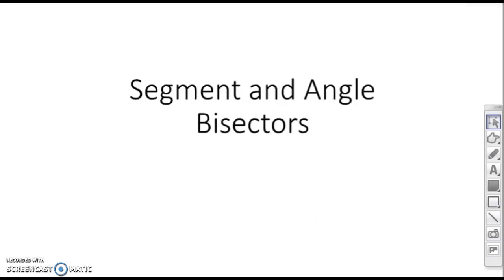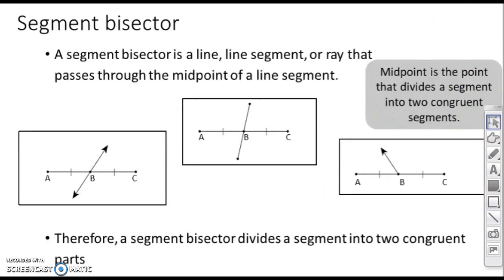This video is going to present segment and angle bisectors. A segment bisector is a line, segment, or ray that passes through the midpoint of a line segment. So we have three examples here.